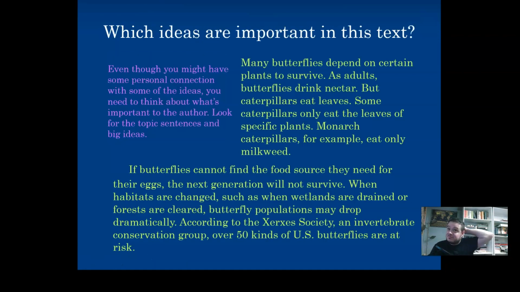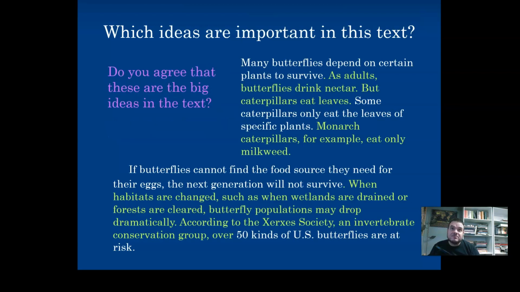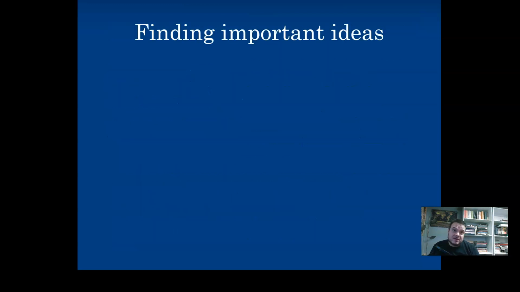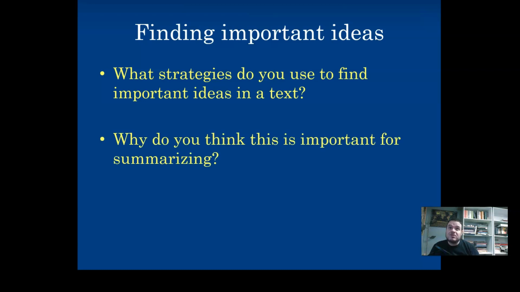Even though you might have some personal connection with some of the ideas here, you need to think about what's important to the author. Look for the topic sentences for the big ideas. We can find them as such. So the topic sentences would be: many butterflies depend on certain plants to survive. Some caterpillars only eat leaves of specific plants. If the butterflies cannot find the food source they need for their eggs, the next generation will not survive. 50 kinds of butterflies are at risk. Do you agree that these are big ideas of the text? What strategies do you use to find the important ideas of the text? Why do you think this is important for summarizing?